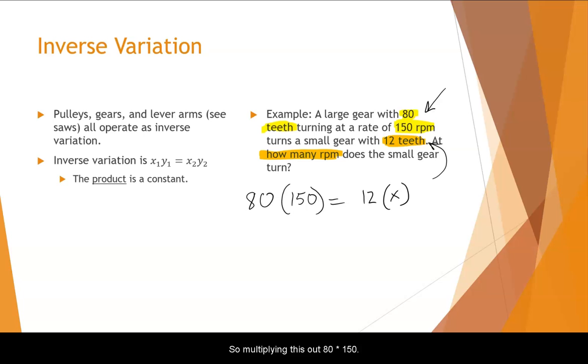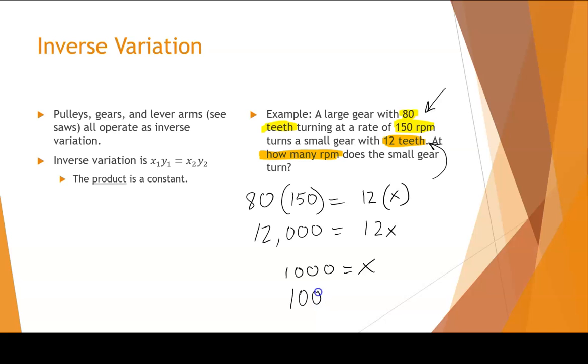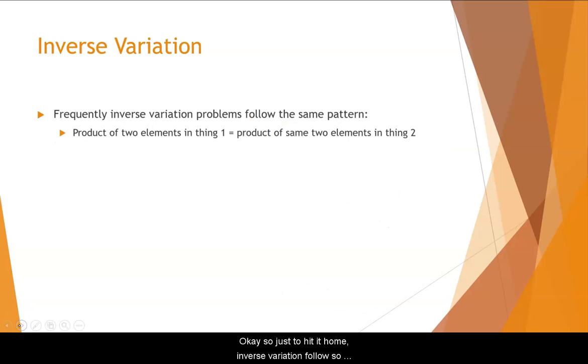So multiplying this out, 80 times 150, we have 12,000 equals 12x. Divide both sides by 12 and get 1,000 equals x. So that smaller gear with a lot fewer teeth is flying. It is spinning its little heart out at 1,000 revolutions per minute. Okay, so just to hit it home, inverse variations follow so frequently the same pattern.